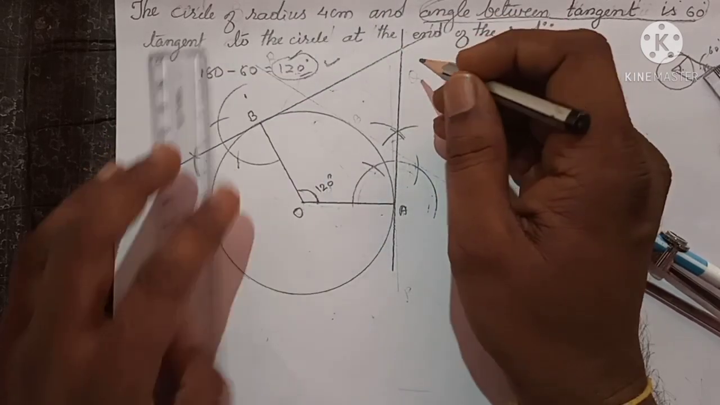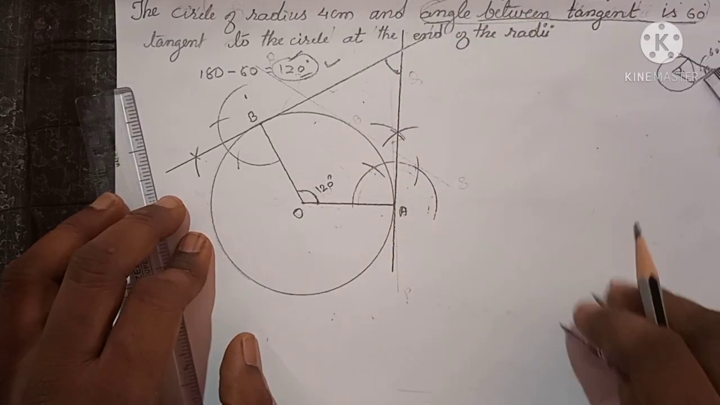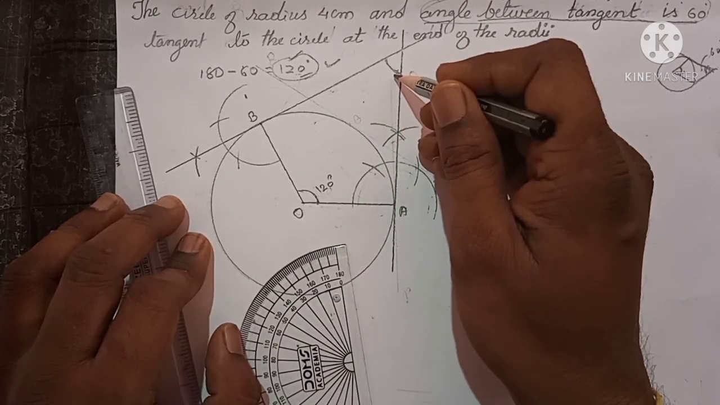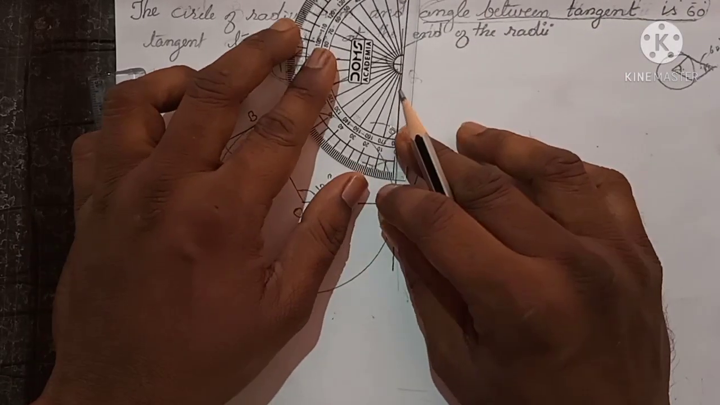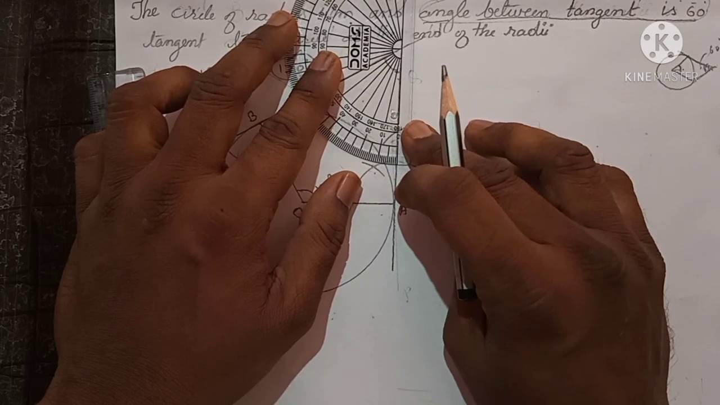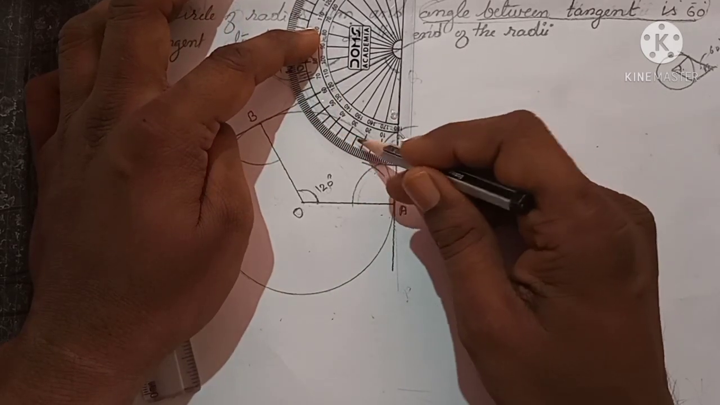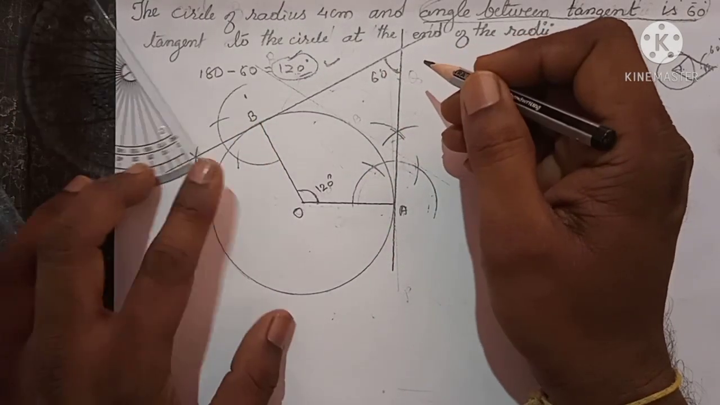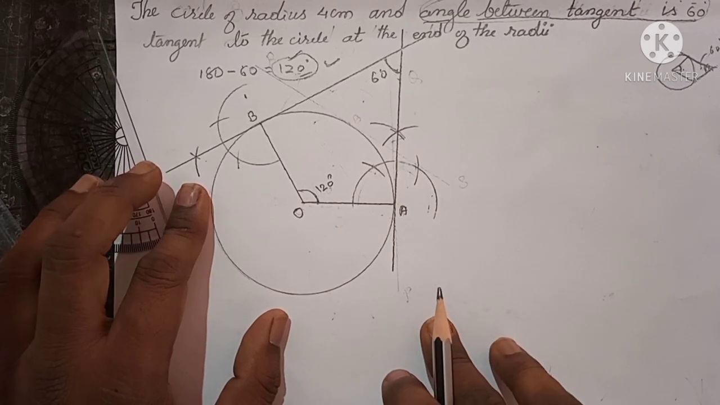We are easily obtaining a what? The angle between the tangents is 60 degrees. You can check whether the angle between the tangents is 60 degrees or not. So here we are verifying whether we are obtaining an angle between the tangents of 60 degrees. So 0, 10, 20, 30, 40, 50, 60 degrees. So it is 60 degrees we are obtaining. Like this we construct this type of questions, this type of problems.